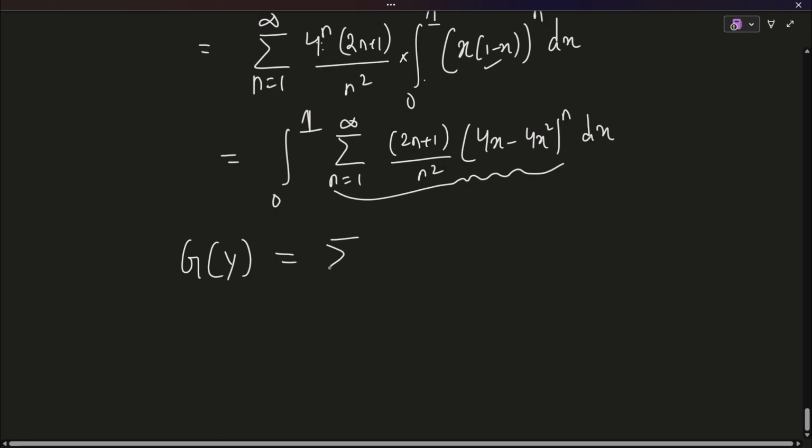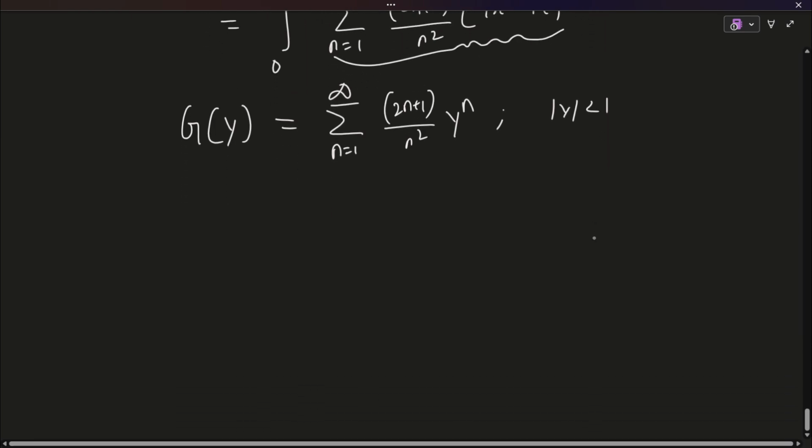And let this function be defined as an infinite sum. This is also called a generating function of (2/n + 1/n²) yⁿ, for some suitable value of y for which it converges, preferably |y| < 1. Okay, so this we can evaluate.